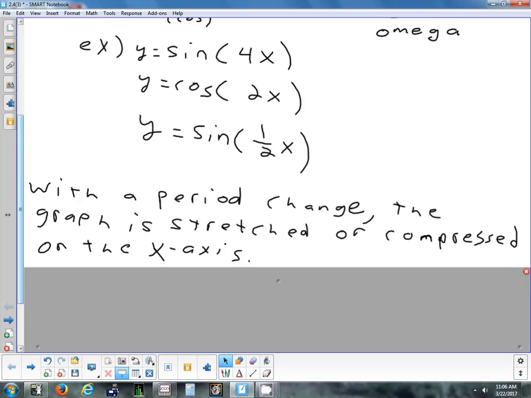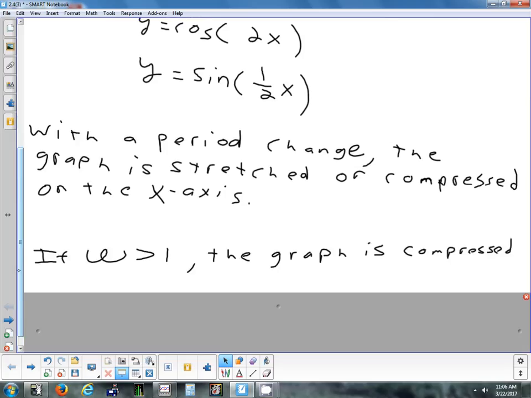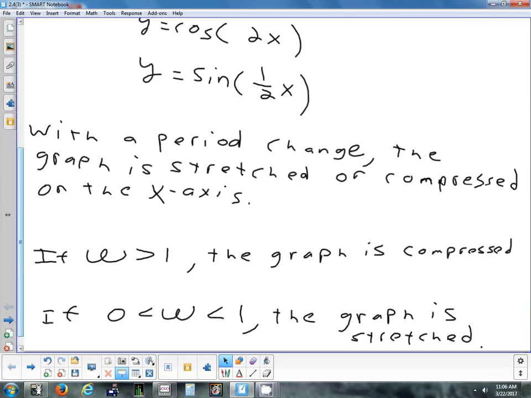So we said that earlier. That's what a period change is. It stretches and compresses along the x-axis. And that's summarizing what I just said. If the number in front of x is bigger than 1, it's going to compress. If the number in front of x is between 0 and 1, it's going to stretch. For this particular section, we'll never deal with negatives, because if you had a negative, that would also cause a flip, just like it did with the amplitude change. But we're not going to deal with that.